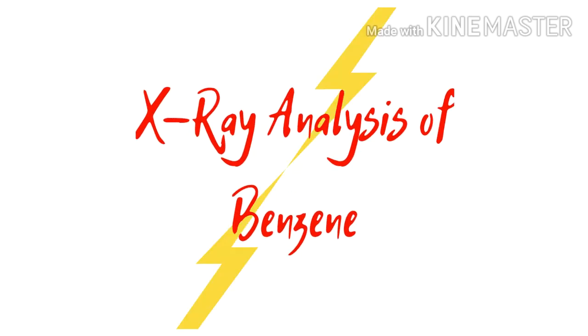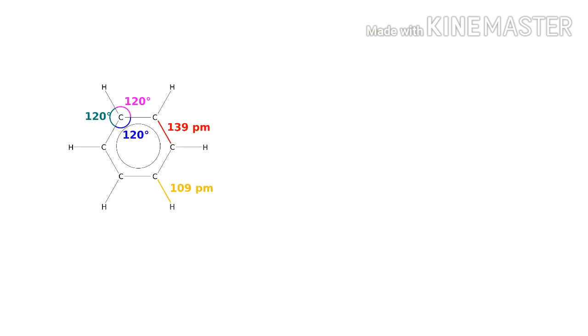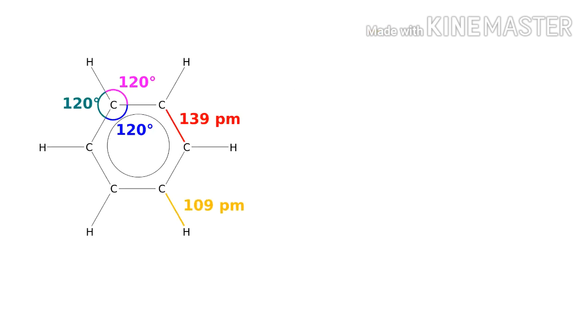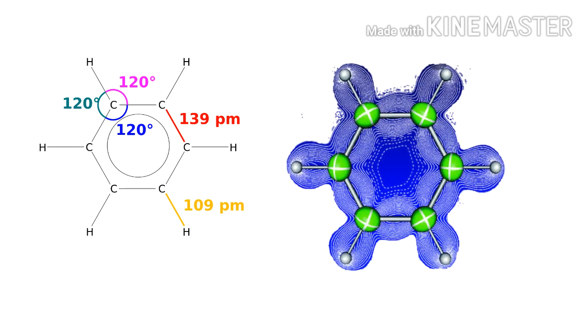X-ray analysis of benzene confirmed the Kekulé structure. The carbon-carbon bond length was calculated as 139 picometers, the carbon-hydrogen bond 109 picometers, and the bond angle is 120 degrees.